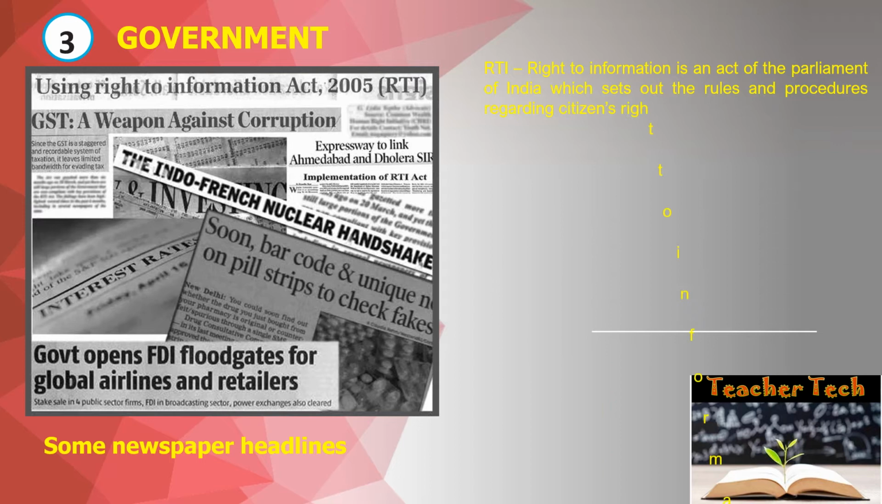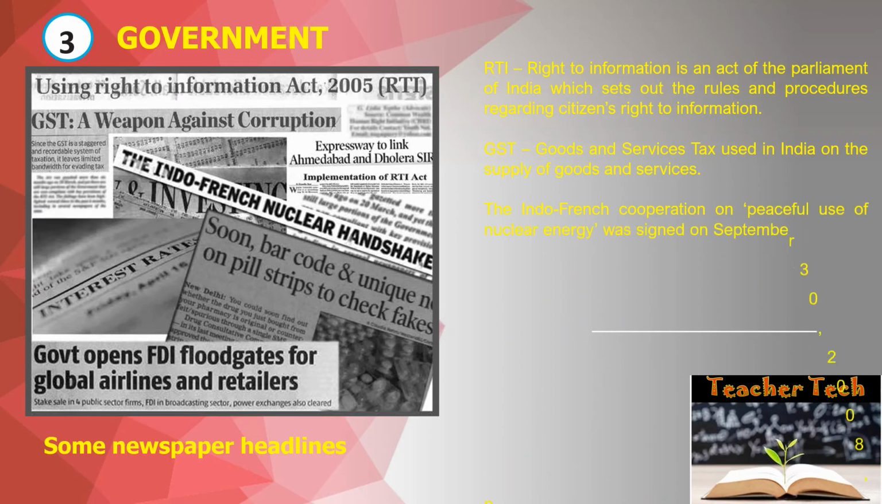RTI, Right to Information, is an act of the Parliament of India which sets out the rules and procedures regarding citizens' right to information. GST, that is Goods and Services Tax, used in India on the supply of goods and services. The Indo-French Cooperation on Peaceful Use of Nuclear Energy was signed on September 30, 2008, primarily for building the Jaitapur nuclear power plant, and FDI, the foreign direct investment. So children, all these headlines given in the newspaper cutting are things undertaken by the government.